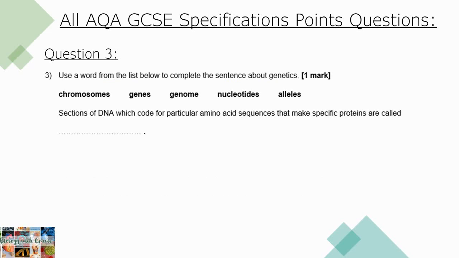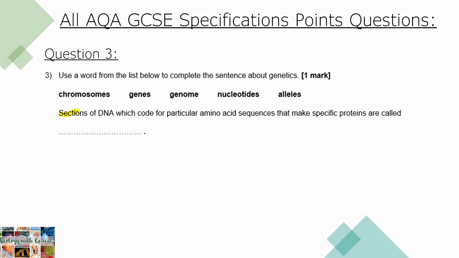Question 3. Use a word from the list below to complete the sentence about genetics. This is worth 1 mark. So we've got the words chromosomes, genes, genome, nucleotides, alleles. And the sentence is: sections of DNA which code for particular amino acid sequences that make specific proteins are called blank. So if you're listening carefully, you will have noticed that I actually only mentioned one of these words during the explanatory content. So based on that, you should be able to choose the correct word. However, I am going to go through the words very quickly. It doesn't matter if you don't know what they mean at the moment, because I will be doing other videos on them. So firstly, let's just highlight the keywords.